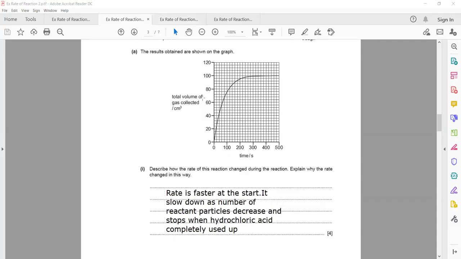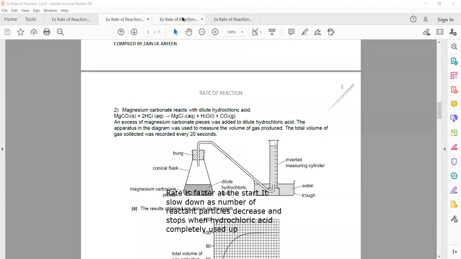Why do we specifically say hydrochloric acid is used up? Because in the question they mention excess magnesium, meaning magnesium carbonate. So magnesium carbonate is more than enough for this reaction to occur. So even when the reaction stops, we will still have pieces of magnesium carbonate, but all of the hydrochloric acid will be used up.